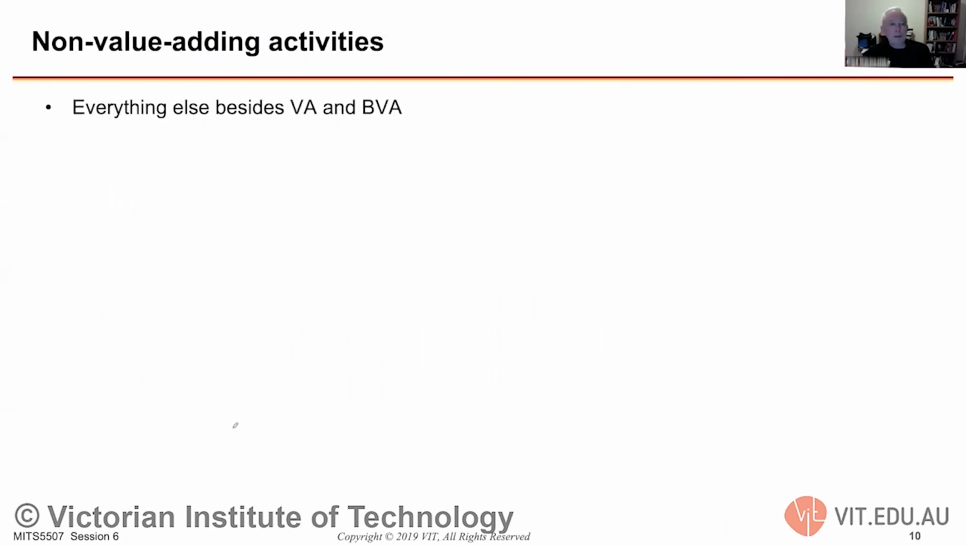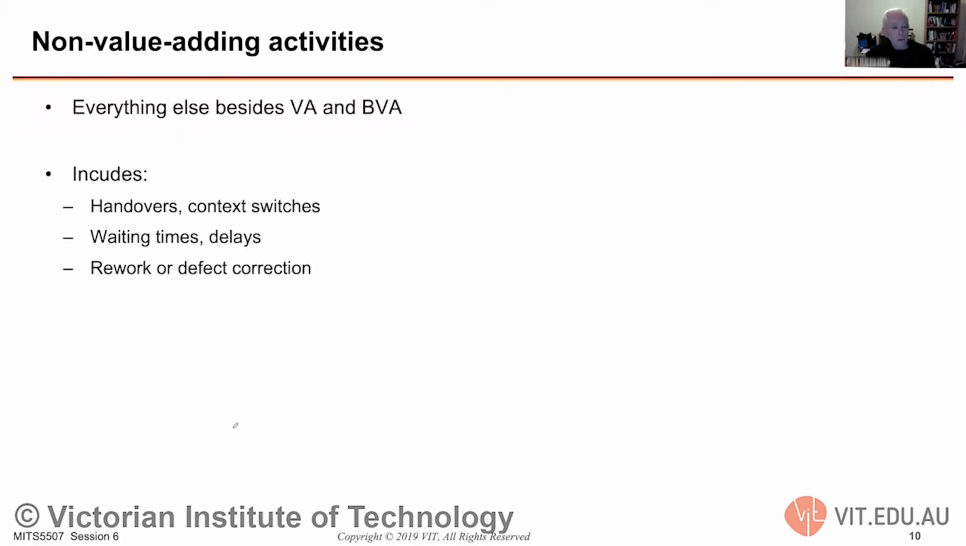So everything that's not evaluating or business evaluating is a non-evaluating activity. This includes handovers or context switches, waiting times, delays, rework or defect correction. All those are non-evaluating activities, and we want to reduce or eliminate them if possible.